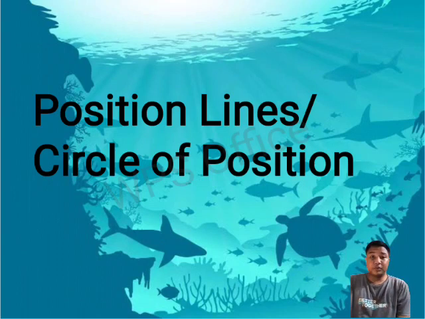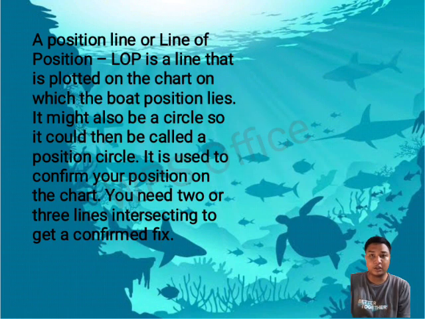So, position line or circle of position. Position line, or line of position, also known as LOP, is a line plotted on the chart on which the boat's position lies. It may also be a circle, so it could be called a position circle. It is used to confirm your position on the chart.